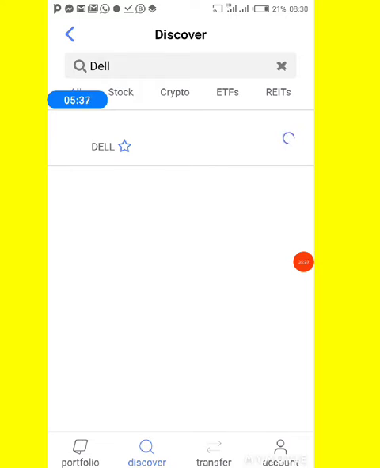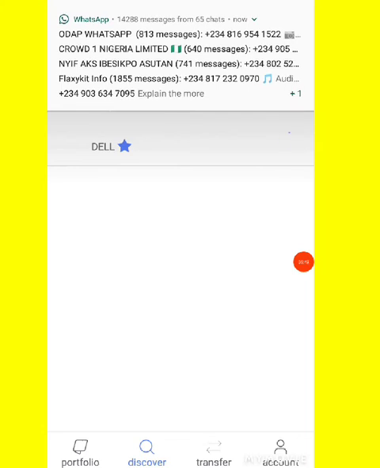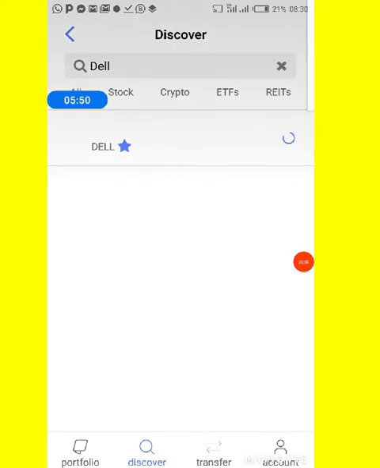If you check, there's a star just beside this Dell. Click on that star. You see the star is highlighted now. Just click on it and it's highlighted. Once it's highlighted, it means that it has been added to the watch list. So that is all for the search.